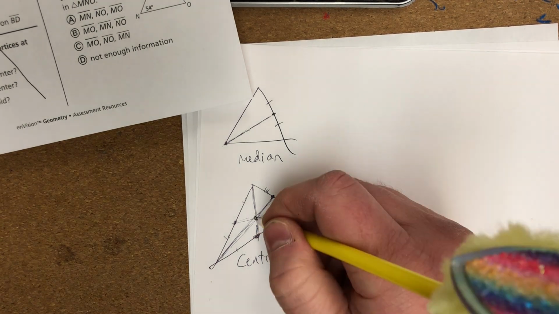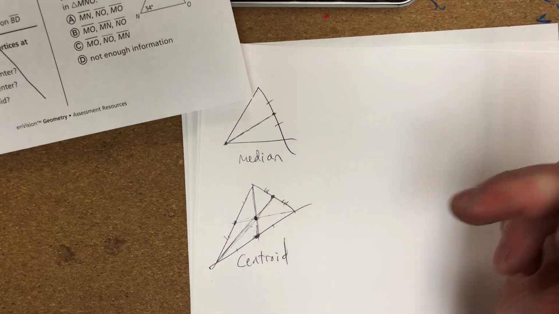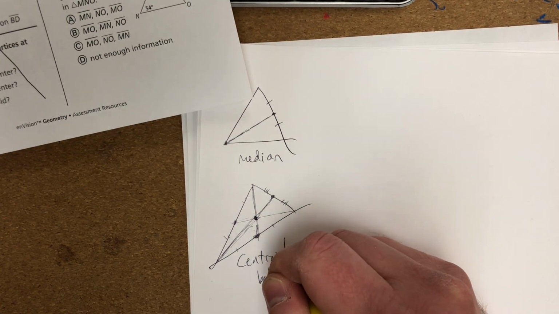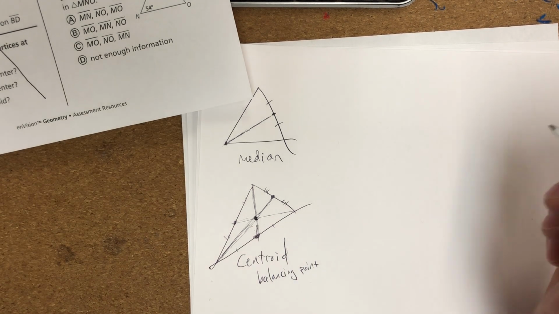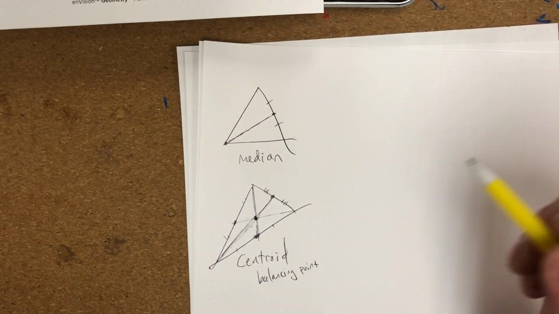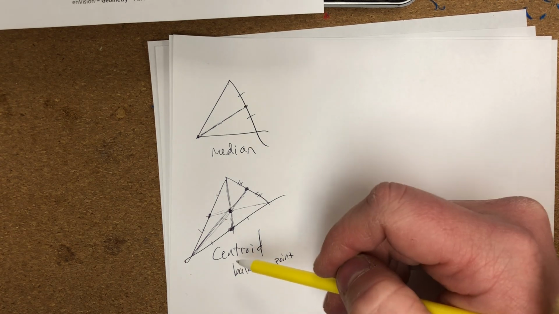The centroid is the balancing point of a triangle, meaning I could cut this out and I could balance it on it. It's a little bonus hint for those of you who have watched this video, so for what it's worth.